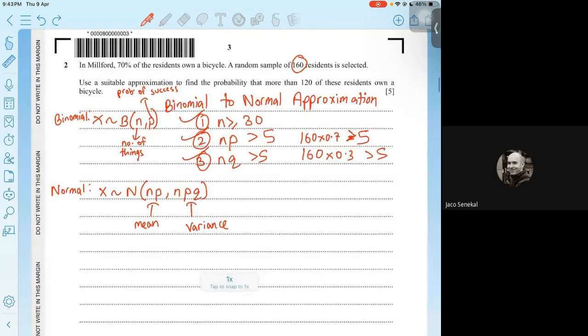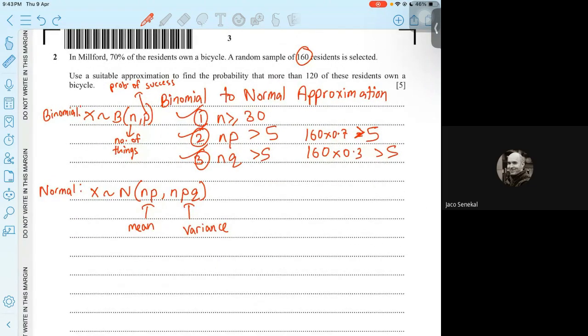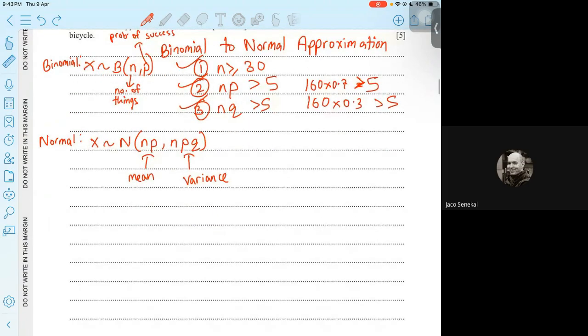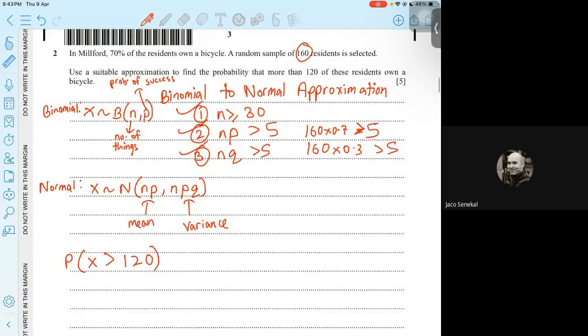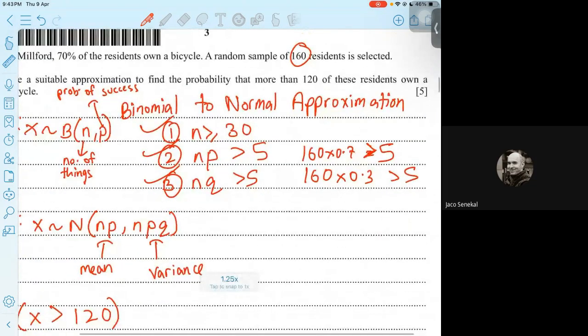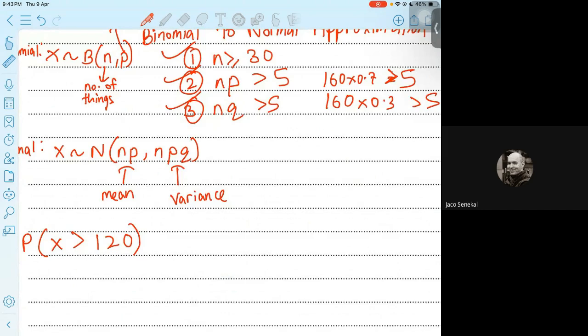The question tells us to use a suitable approximation to find the probability that more than 120 of these residents own a bicycle. So the question basically wants us to find the probability that X is more than 120, right? Now, we also know that when we're approximating, this value also has to change. This value either becomes plus 0.5 or negative 0.5. And when does that happen?